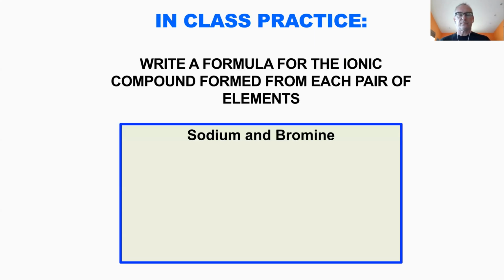All right. So sodium and bromine, what would be our formula for that one? NaBr. So 1 sodium and 1 bromide. That's right. So +1, -1. So we put them together, it's NaBr, which probably tastes a lot like sodium chloride. I've never tasted that particular salt.